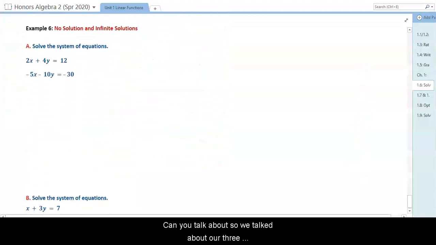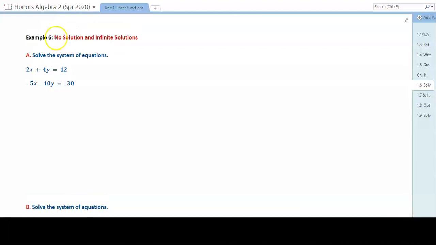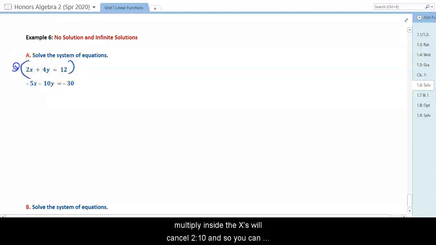All right, last thing we need to talk about. We've talked about our three different types of systems, but we need to see what happens when they solve out. So let's look at this first example. We've got a couple different ways we can attack it. You could even divide this down so that x is 1 and x is 1, because these will all divide by 5, these will divide by 2. Or you can multiply up so that the x's will cancel to 10. And so you can multiply this top line by 5, multiply this bottom line by 2.